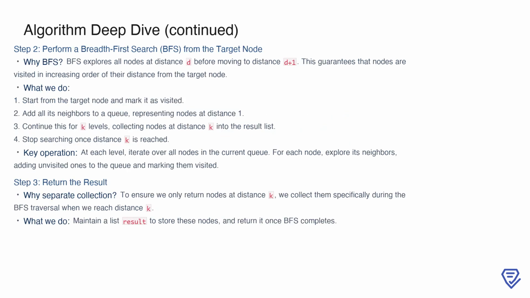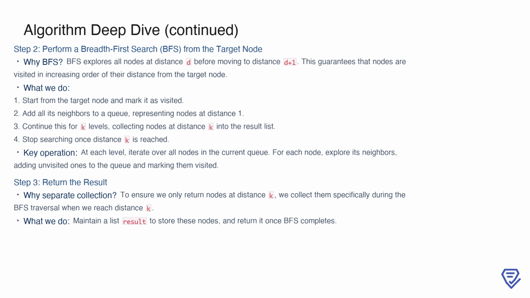Once we have the graph representation, the next step is to perform a breadth-first search, or BFS, starting from the target node. BFS is particularly suited for this problem because it explores all nodes at a given distance before moving to the next level, guaranteeing that nodes are visited in order of increasing distance. We begin by marking the target node as visited and adding it to a queue. The queue helps us process nodes level by level, starting with nodes at distance 1. For every node in the queue, we examine its neighbors and add unvisited ones to the queue, marking them as visited to avoid revisiting them.